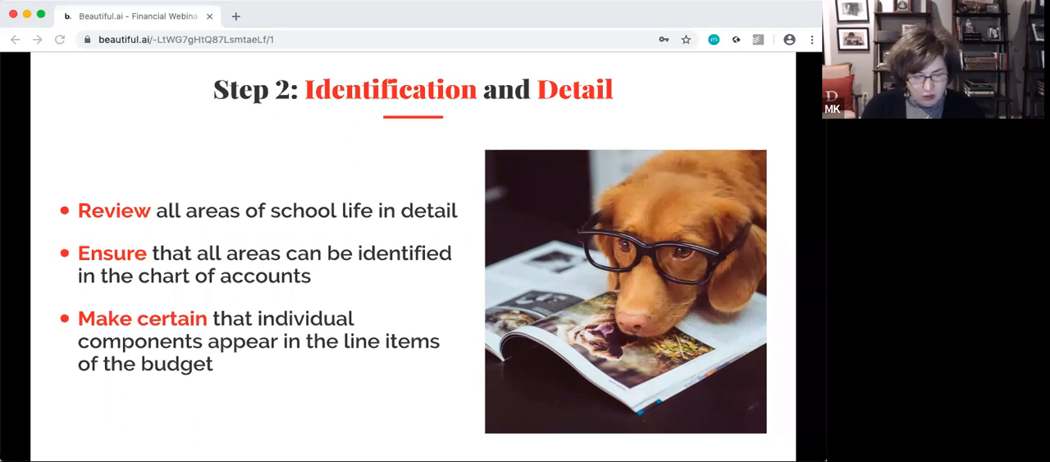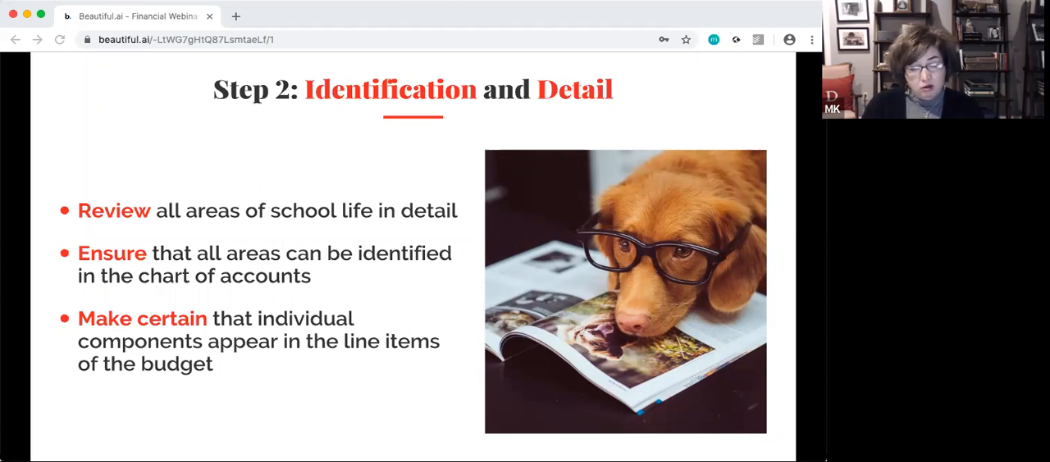If you review all areas of your school life, then you can include that in your budget. Second of all, you want to ensure that all areas can be identified in the chart of accounts. This is something that my business manager and I talked about a lot, because I liked having a lot of line items. I thought that it was important to always identify. If we knew we were always going to spend money on an event that we did every year for our parents, don't just stick that in marketing, but pull that out and say, this is a parent event that we know we're going to spend money on, because it's easy to lose track of what your expenses are. And so I really liked having as many line items as possible.